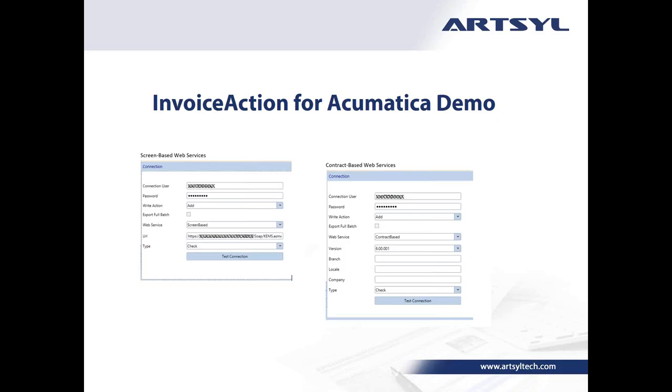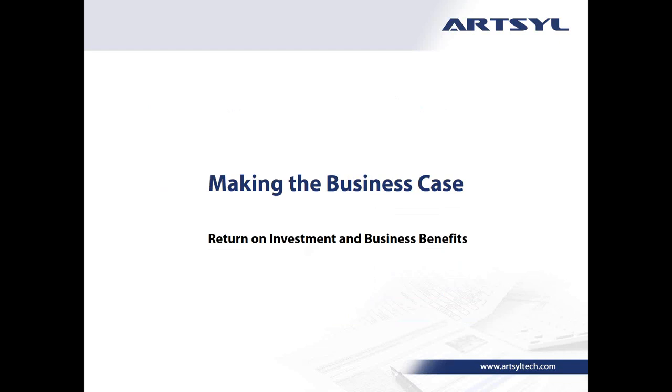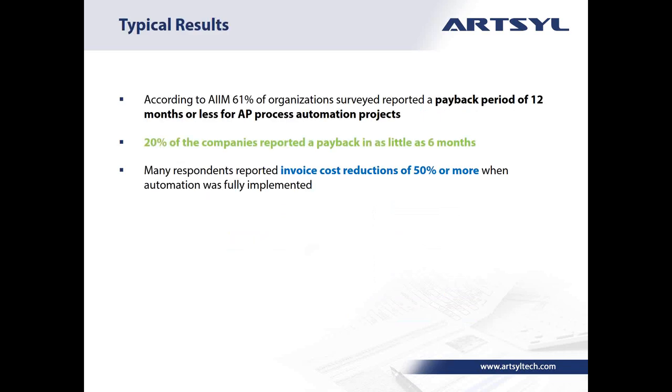We left off here, and what you're seeing on the screen is the ability for us to have different types of workflows associated with Acumatica. So in terms of making the business case for AP automation, let's quickly talk about return on investments and business benefits. Most of you should be familiar with AIM. It's the Association of Information and Management.